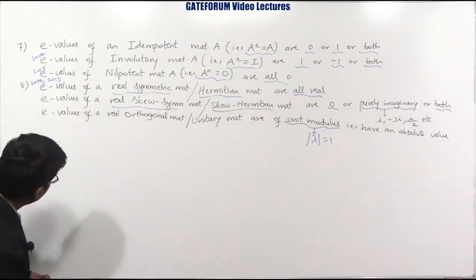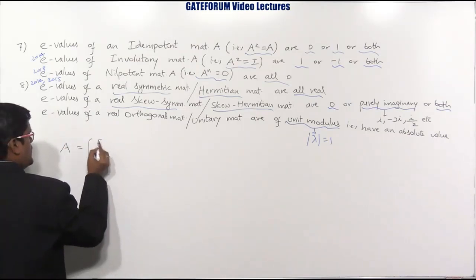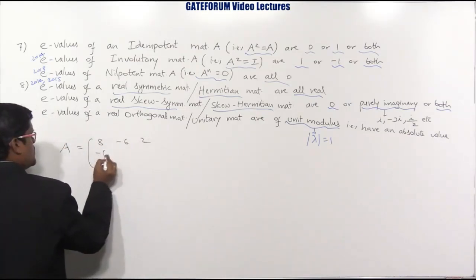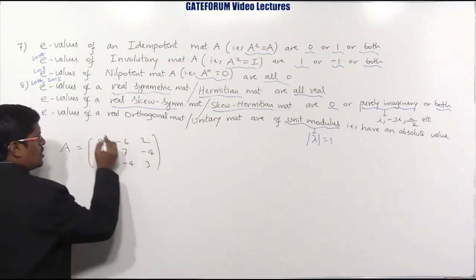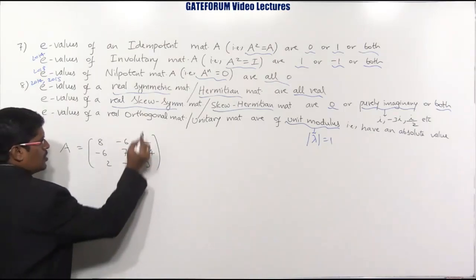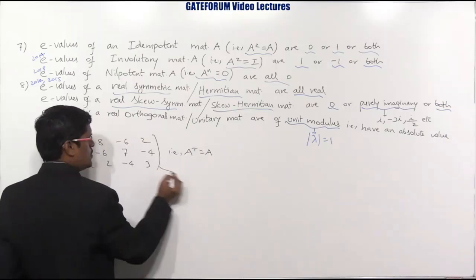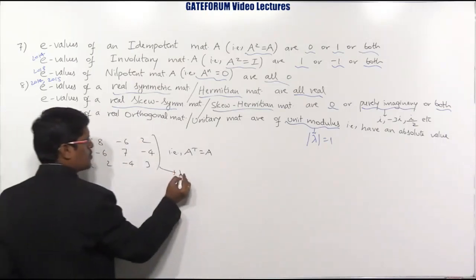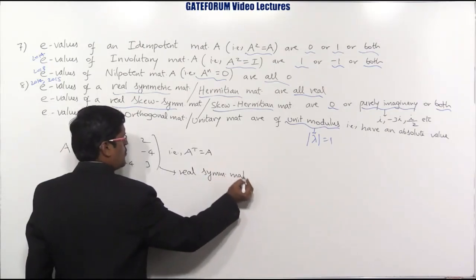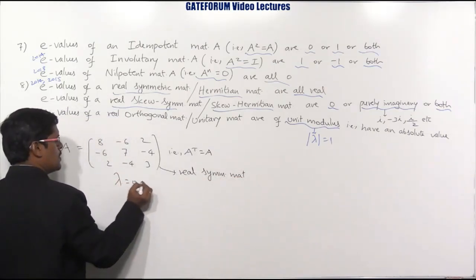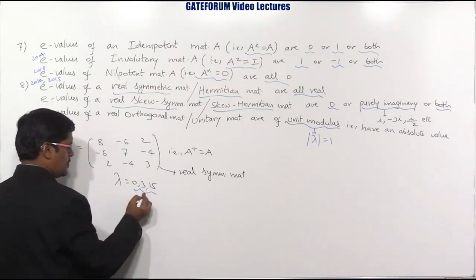See, today's first problem: 8, minus 6, 2; minus 6, 7, minus 4; 2, minus 4, 3. First row equals first column, second row equals second column, third row equals third column. That is, A transpose is equal to A. All 9 elements are real numbers, so it is a real matrix as well as symmetric. Real symmetric matrix. What did we get? Lambda values 0, 3, 15. So all are real numbers.